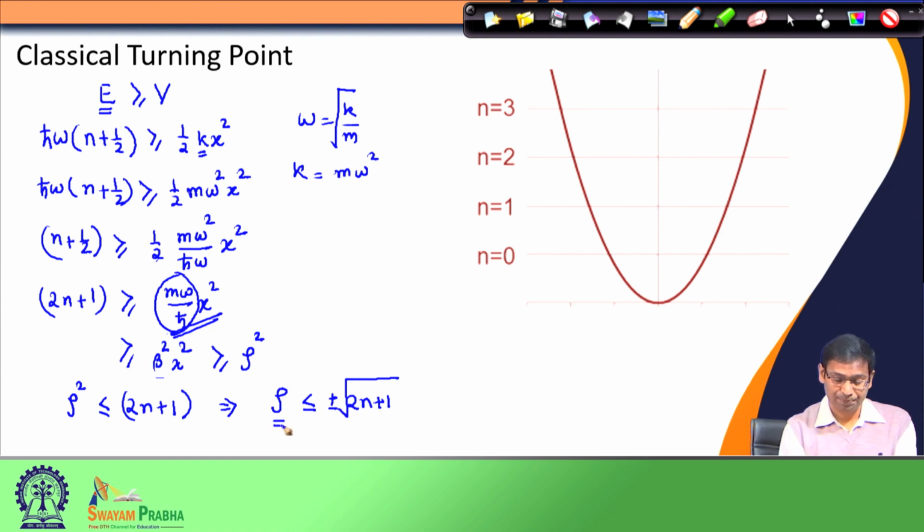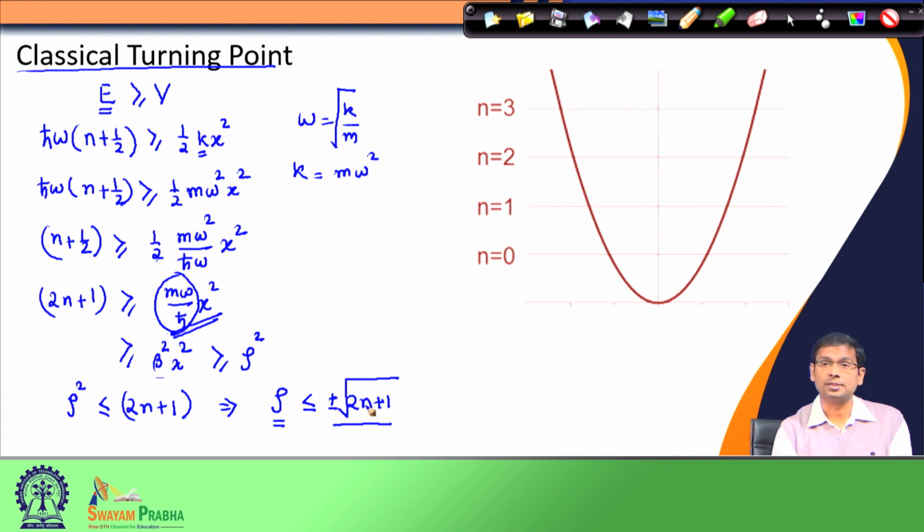So, what do I get here? I get the value of rho, which is the dimensionless coordinate. What are the allowed values of rho for a classical oscillator? For a classical oscillator, to make sure that the potential energy is less than the total energy, my rho should be within these values. So, plus and minus the square root of 2n plus 1 are the two turning points. This is what we define as the classical turning points, using the expression for the quantum mechanical harmonic oscillator.